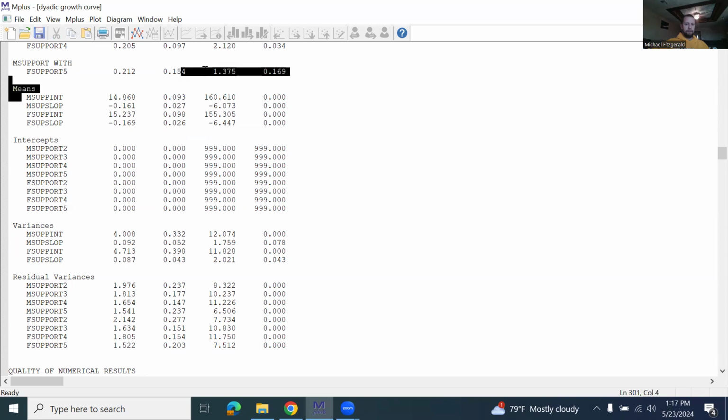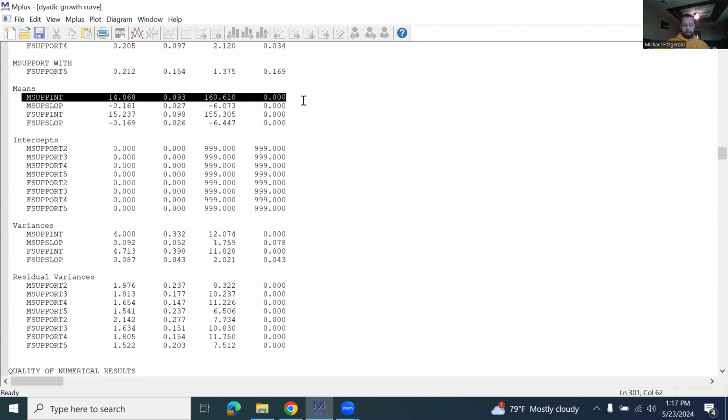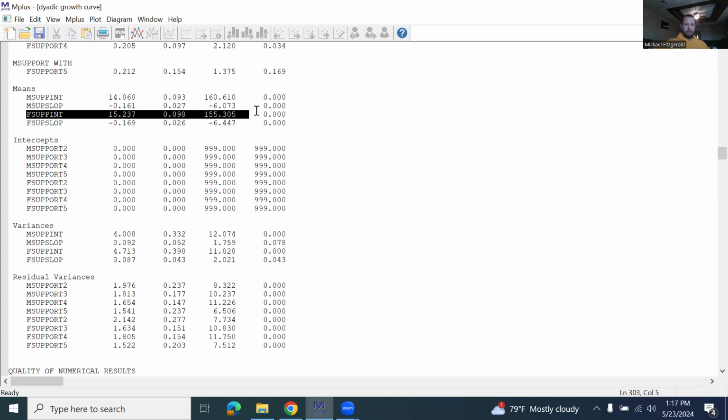So this is the model implied estimates of the average levels of male support at time 1, and that's a raw score of 14.87. And then we see the same thing for females, support in the intercept, 15.24. All right, and those are significantly different than 0. All right, so that's our significance value.